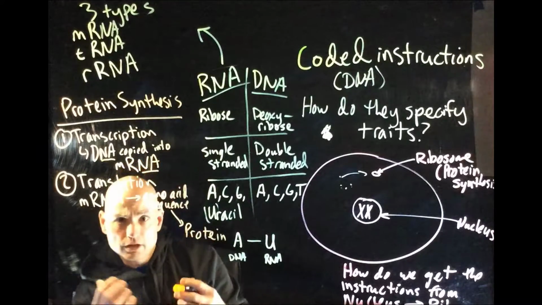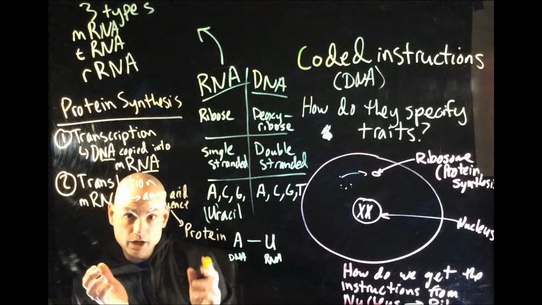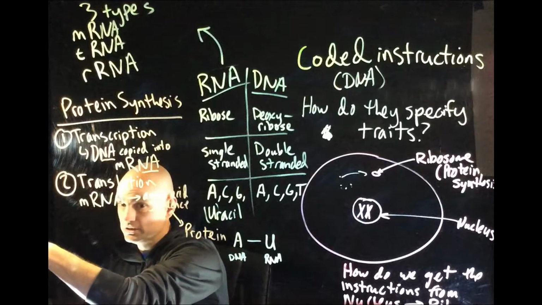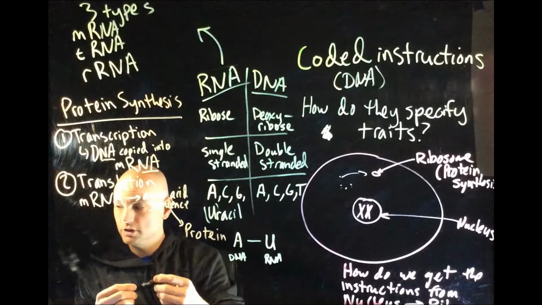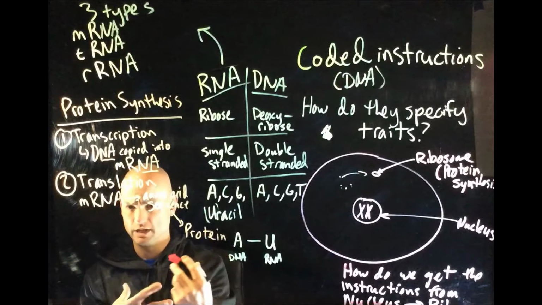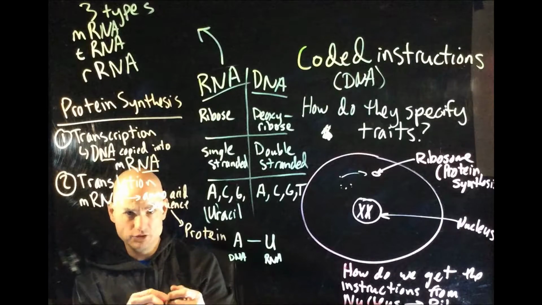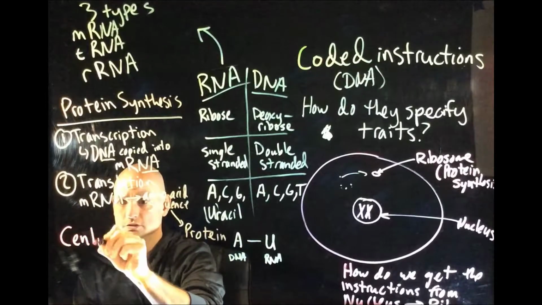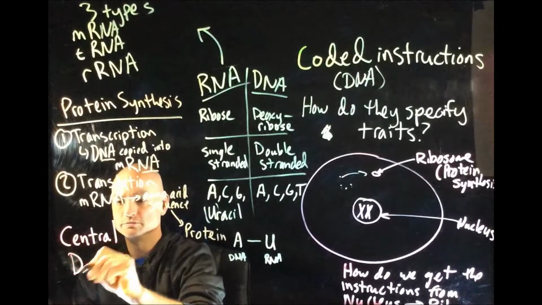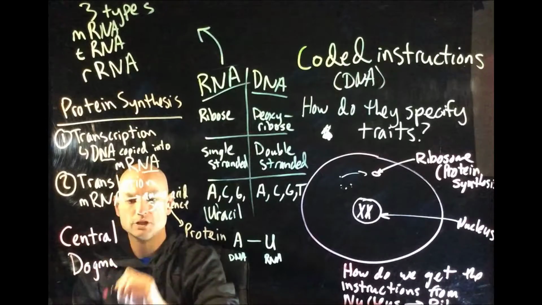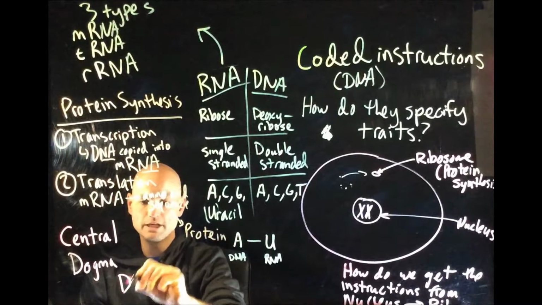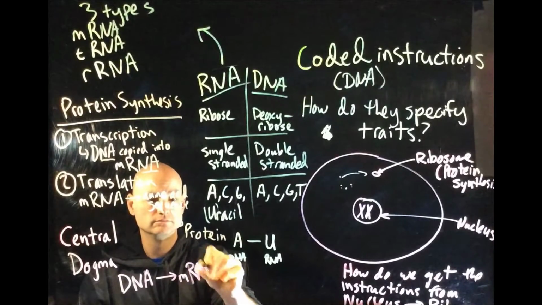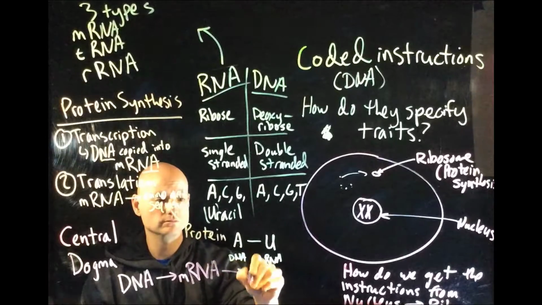And so here we are. We are at that point where we can talk about this amazing idea. It's like a central idea, a main idea of genetics. They call it the central dogma. Dogma is idea. And that is this: we go from DNA to mRNA to a protein.